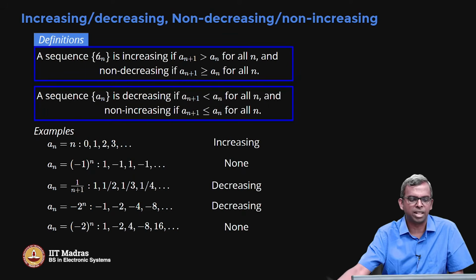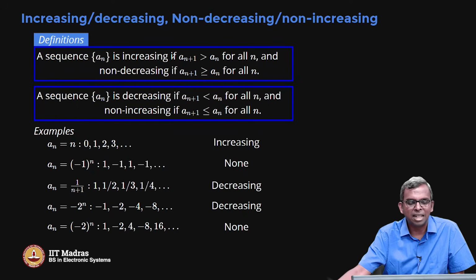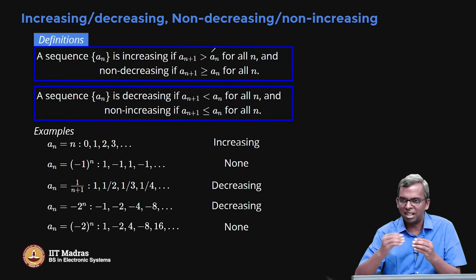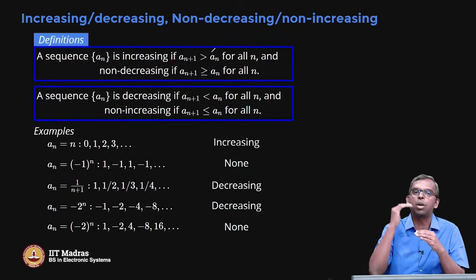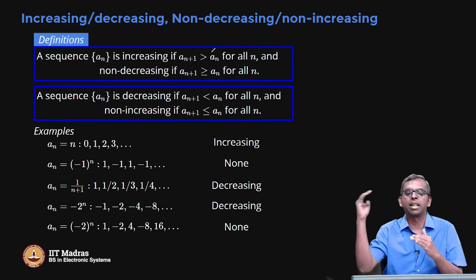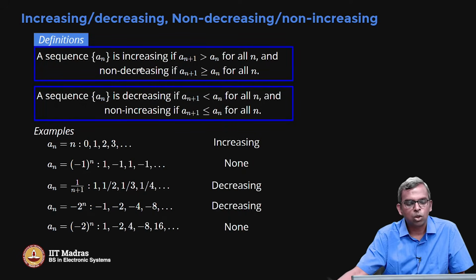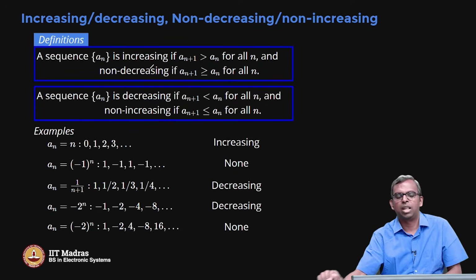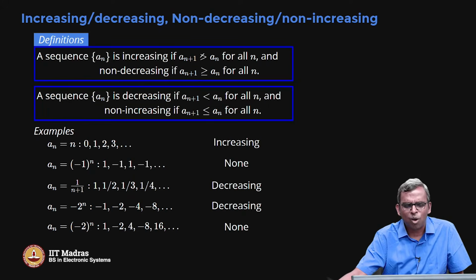A very simple definition. When do you say a sequence is increasing? If an plus 1 is greater than an for all n. The next value should be above the previous value. That's increasing. There's also a closely associated definition, non-decreasing. Here there is one small change: instead of greater than, we have made it greater than or equal to.